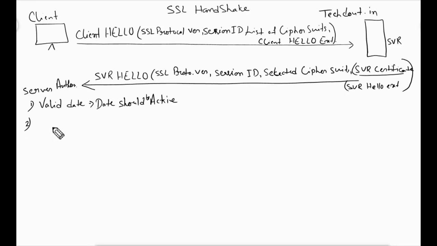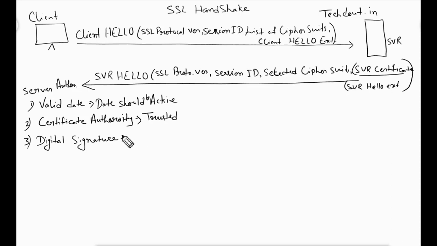Now the second thing it will check is the certificate authority. A certificate authority is someone who authorizes a certificate or who authorizes a domain. So whether this certificate authority is trusted or not. This certificate authority should be trusted. The third thing it will check is the digital signature. The digital signature will be verified by using the certificate authority public key. These three pieces of information have been verified.